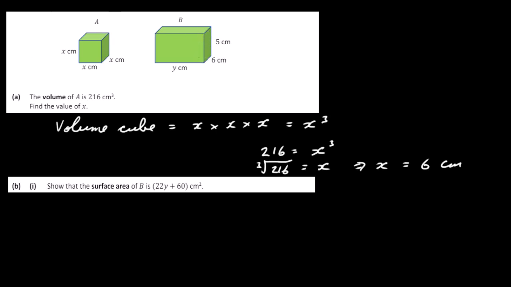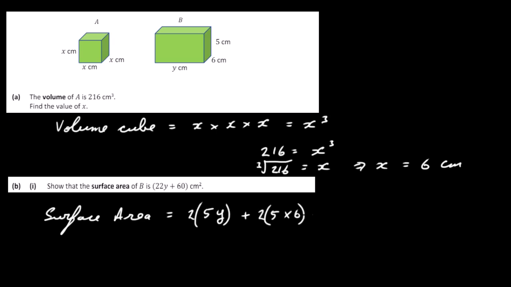So we've got to do surface area is equal to 5 times y, and we've got to double that because there's one at the back as well. Plus, let's look at this side here, which is just going to be 5 times 6. So there's a face here and there's one on the other side here as well. So it's going to be 5 times 6, and we've got to double that as well.